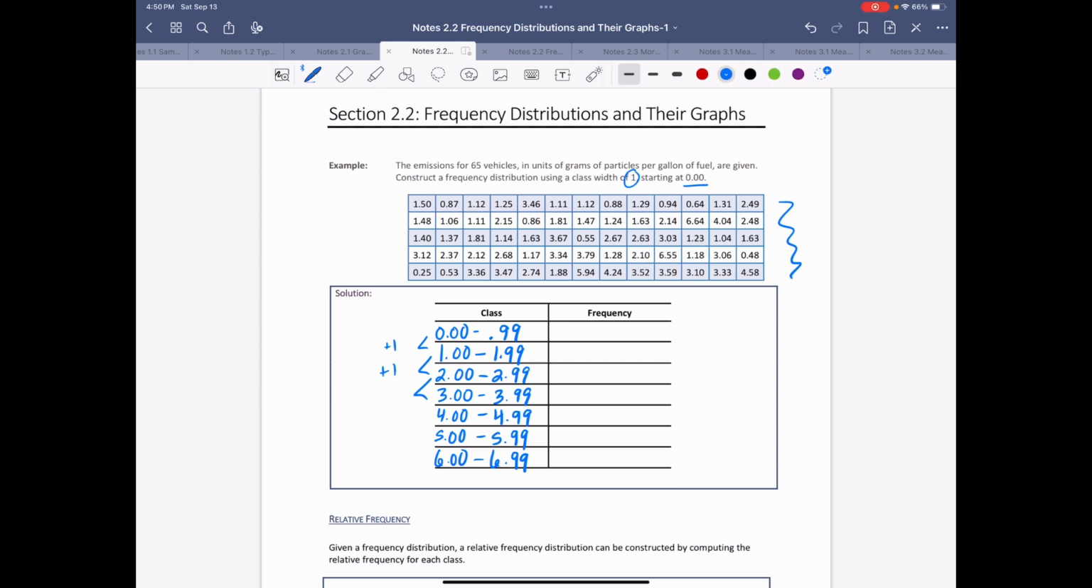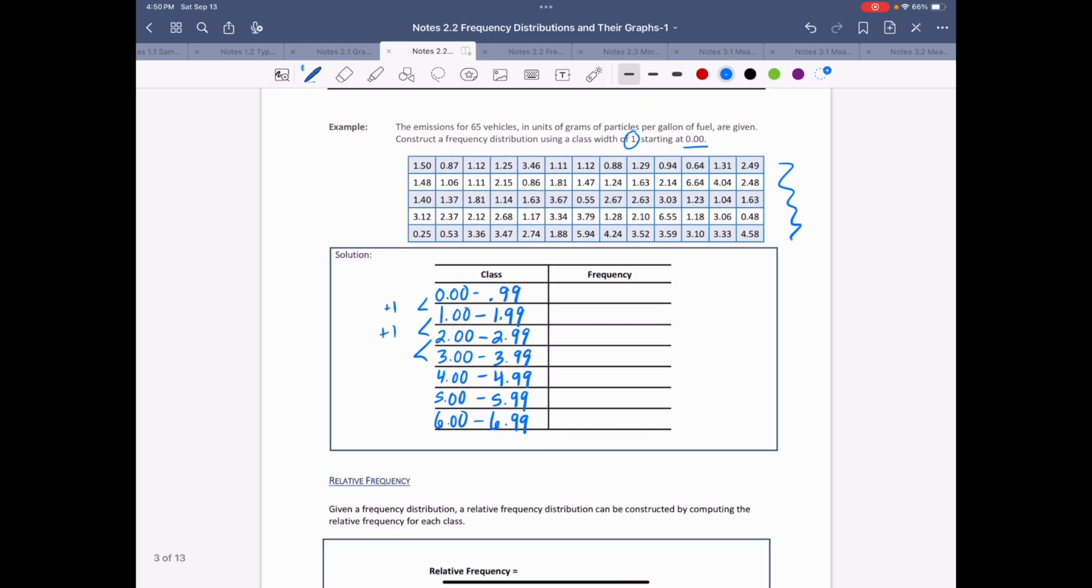Now I'm going to count the first one, and then I want you to pause the video and count all of them. But here's the first class. It's from 0 to 0.99. So I'm going to go through and count them.